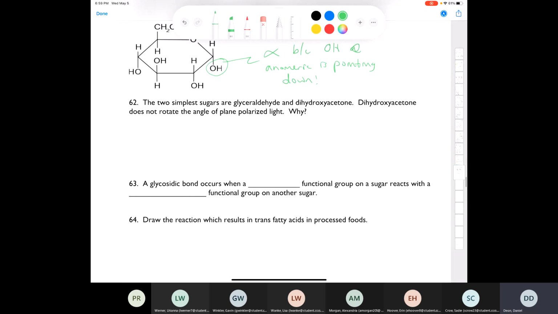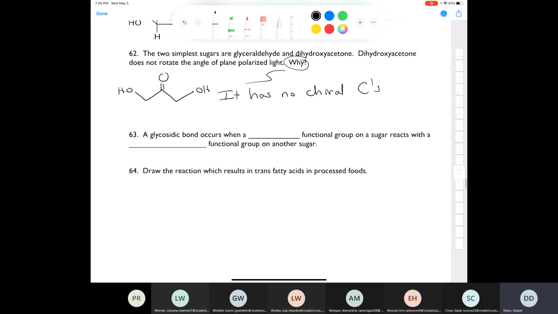Number 62, the two simplest sugars are glyceraldehyde and dihydroxyacetone. We looked at those a few minutes ago. Dihydroxyacetone does not rotate plane polarized light. If we draw a molecule of dihydroxyacetone, it doesn't rotate plane polarized light. And the reason why is it has no chiral carbons, does it? There are no carbons in the molecule that have 4 different things attached to them. So dihydroxyacetone has no chiral centers.